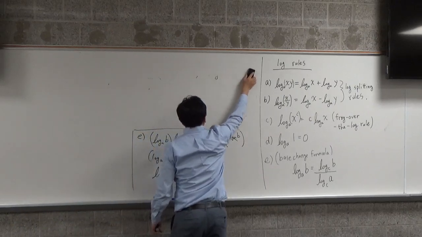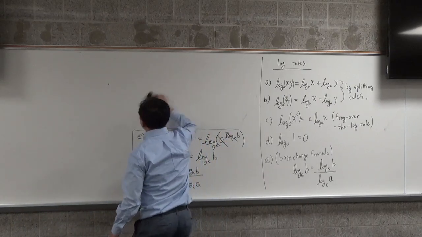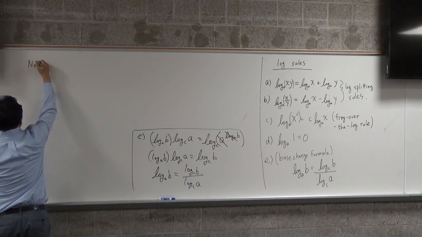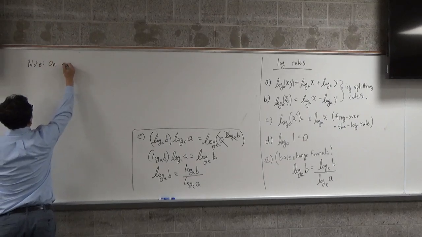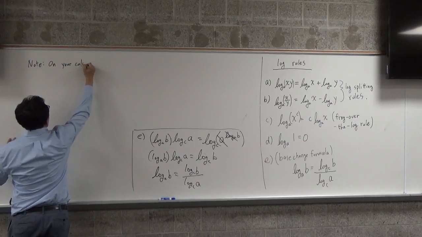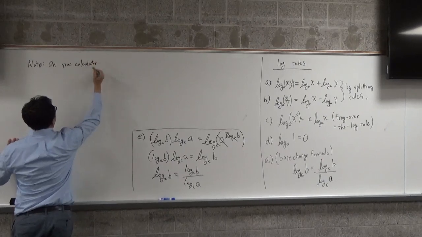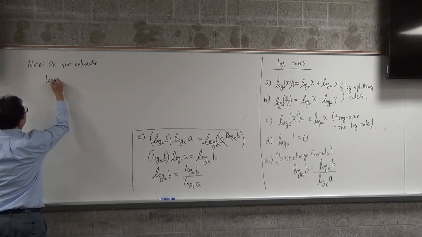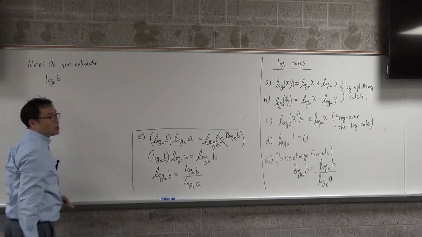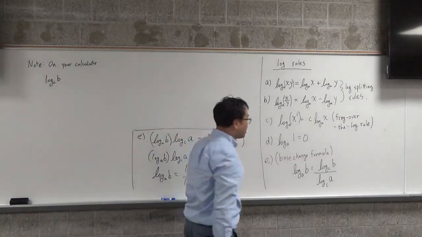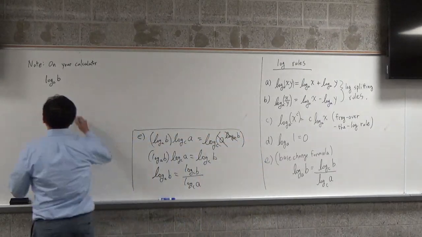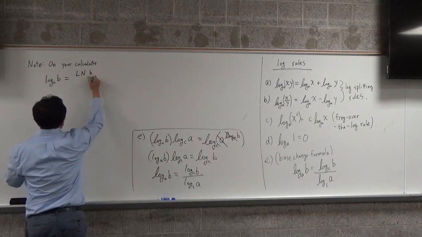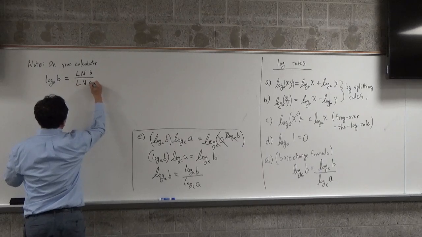So let me write a few notes. Note, on your calculator, if you're using a scientific calculator, there is no log A of B. So you have to know how to calculate this using your calculator. And the way you do it is you rewrite this as ln of B over ln of A.